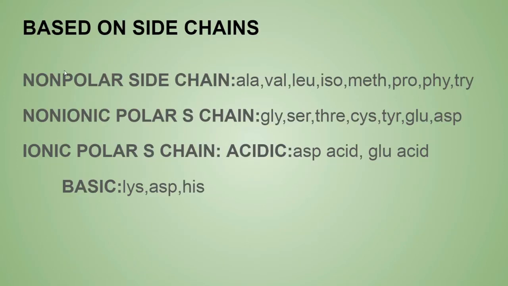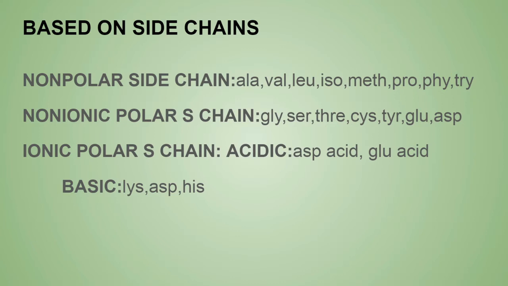Now, based on side chain, these are mainly of three types: non-polar side chain, and the next two are the polar. But in this one is non-ionic, that means it won't be having any ions, and next is the ionic. Non-polar side chain examples: alanine, valine, leucine, isoleucine, methionine, proline, phenylalanine and tryptophan. Now in this, because they are non-polar, they would be hydrophobic and lipophilic.